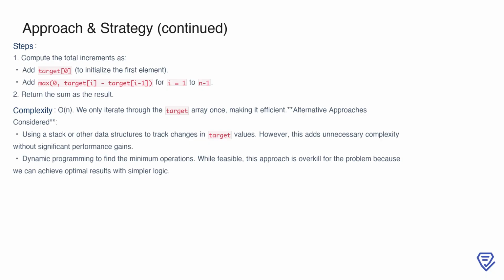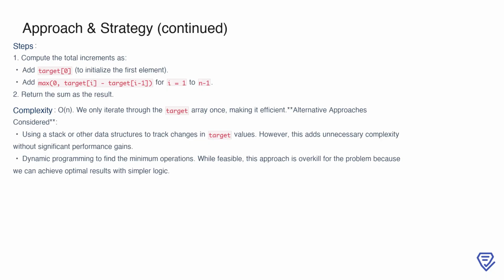Then, for each subsequent element, we add the difference between the current element and the previous one, but only if this difference is positive. This ensures we account only for the additional increments required when moving from one value to the next. Once we've calculated these values, we return their sum as the result. This approach is highly efficient, with a time complexity of O(n), since we only iterate through the target array once.